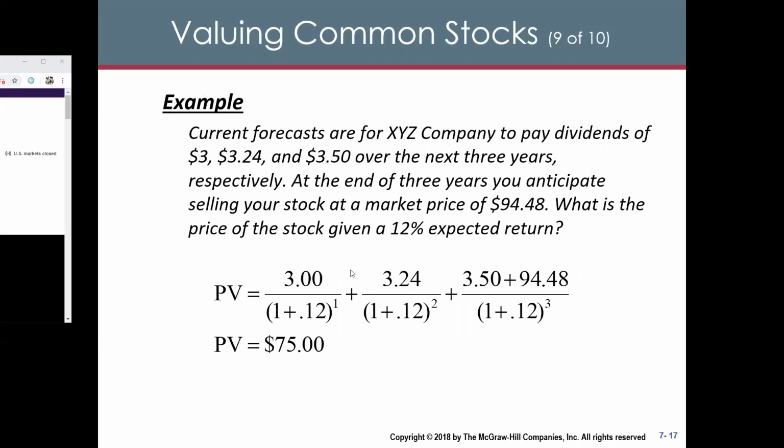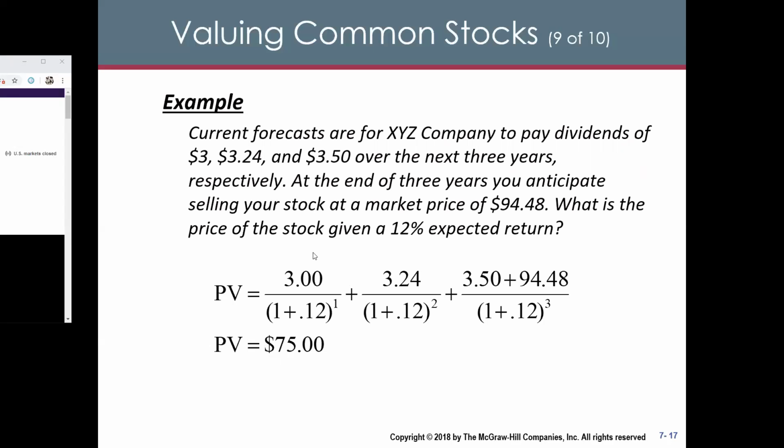Suppose the current forecasts say that for XYZ company, they are going to pay dividends of 3, 3.24, and 3.5 over the next 3 years. And at the end of year 3, you are anticipated to sell the stock at a market price of 94.48. So what's the current price of the stock, if we know the expected return is 12%? So we just discount this cash flow.